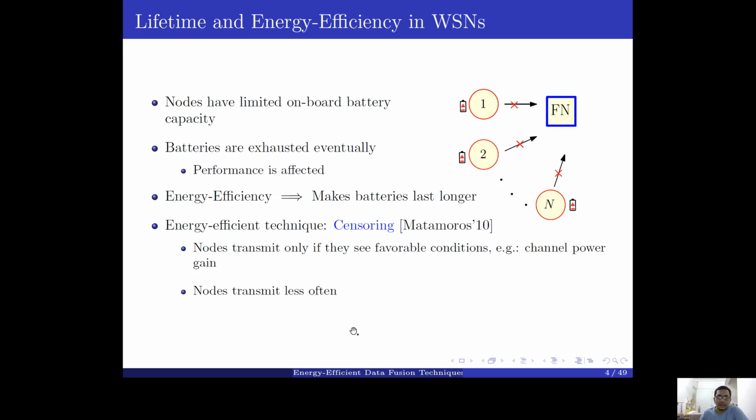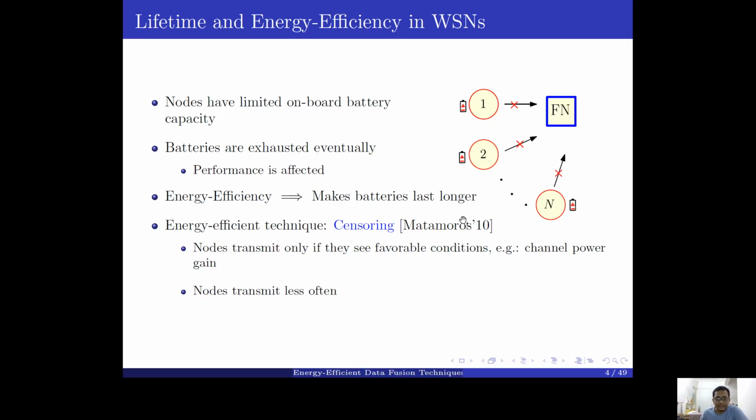Now, the nodes in these kinds of networks have a limited onboard battery energy capacity. So, the batteries will be exhausted eventually, the nodes will die out, and the performance of the network will be affected. Energy efficient techniques aim to make the batteries last longer.